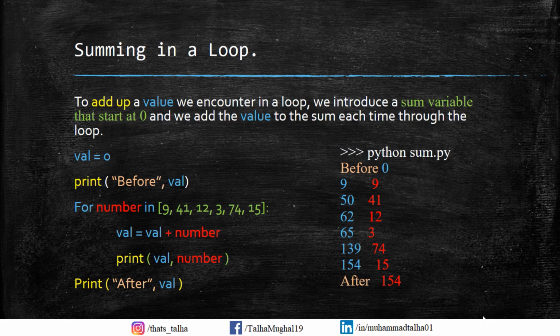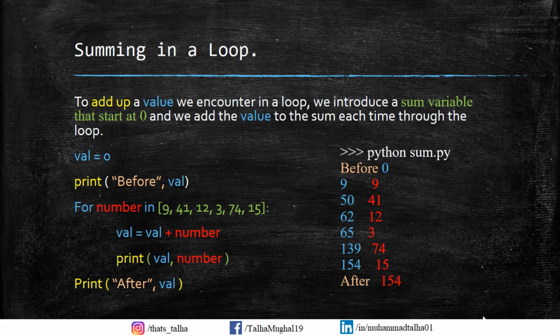So for example, for the first iteration, the first entry of the data is 9 and the previous value of val was 0. So 0 plus 9, the answer should be 9. And you can see that in the output, 9 has been printed out against 9. Here the 9 which is in blue is the result of val which we got after adding both numbers. And the 9 in red is actually the entry that is present inside the set of data.